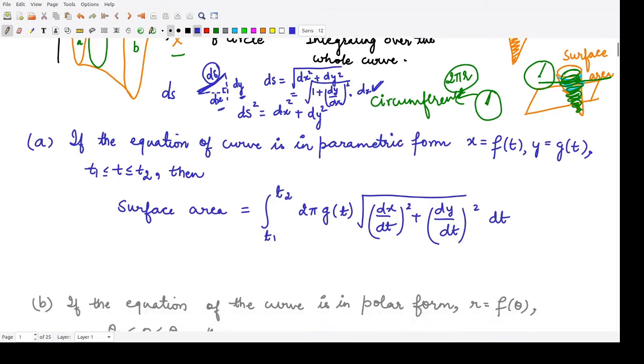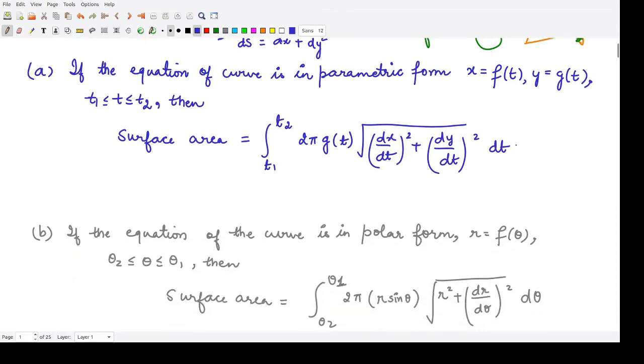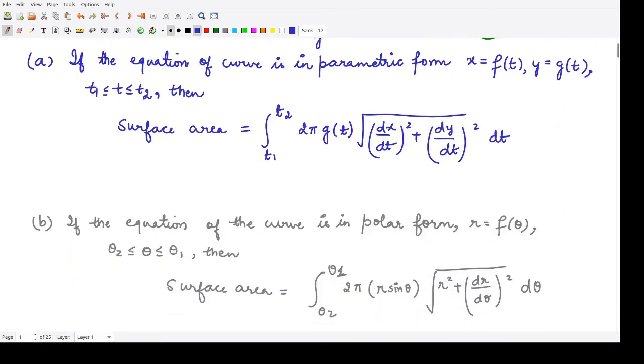Now suppose the curve is given in parametric form. In that case our equations of the curve are x is equal to f of t and y is equal to g of t, and t lies between t1 and t2. In that case, the surface area is given by this expression. So how is this expression obtained?